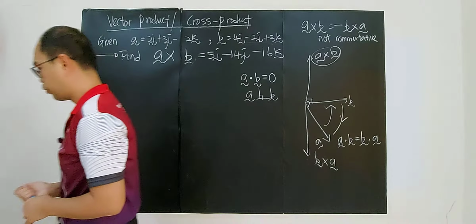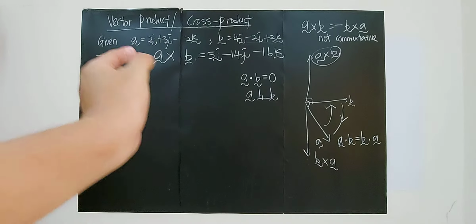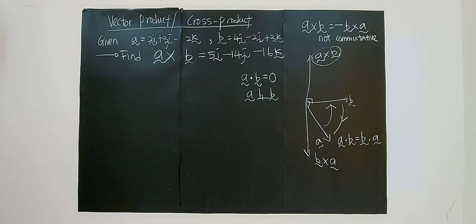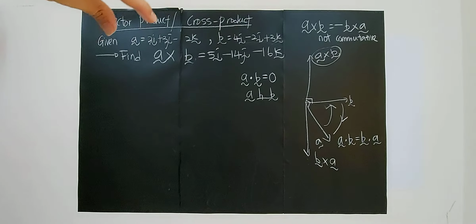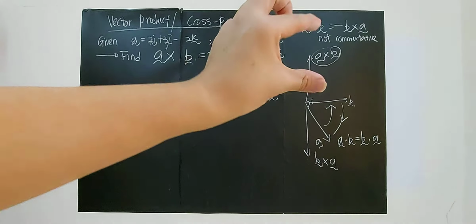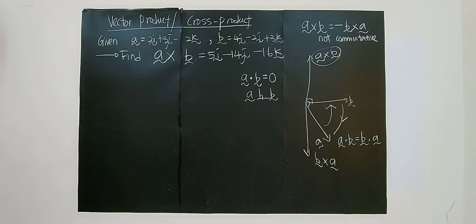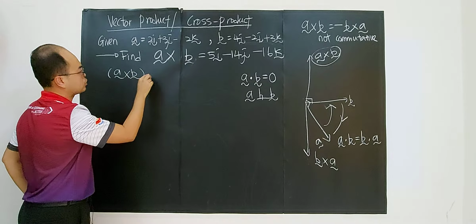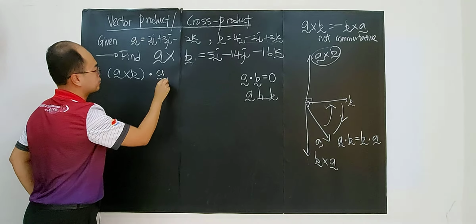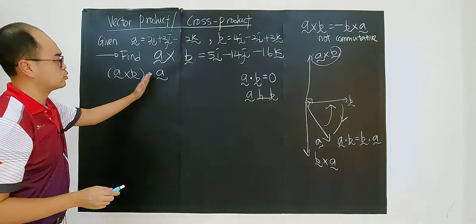So I'm going to prove to you the relationship between A cross B and A by using numbers. As I told you, A cross B is perpendicular to B and A, so I have to prove it to you. If I take A cross B and dot it with vector A, the vector A must be inside this bracket. So A cross B dot with A.